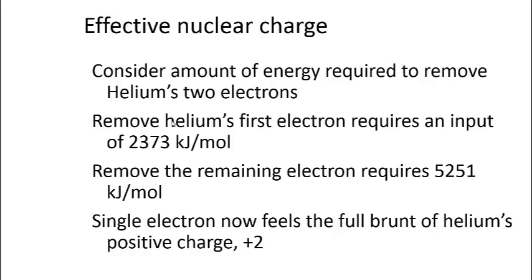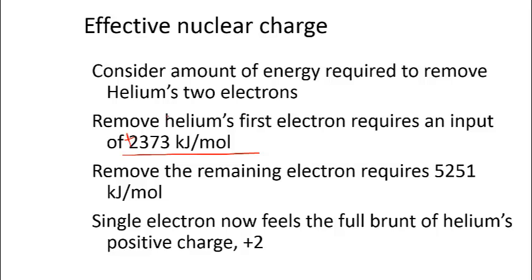If you'll recall, when we talked about effective nuclear charge, we said that a great way to illustrate the effective nuclear charge is to consider the amount of energy that is required to remove helium's 2 electrons. Now, experiments have shown that to remove helium's first electron requires an input of 2,373 kilojoules per mole. And of course, this is a positive number because it's an endothermic process to remove an electron from an atom.